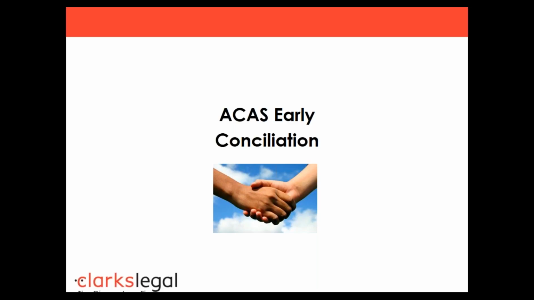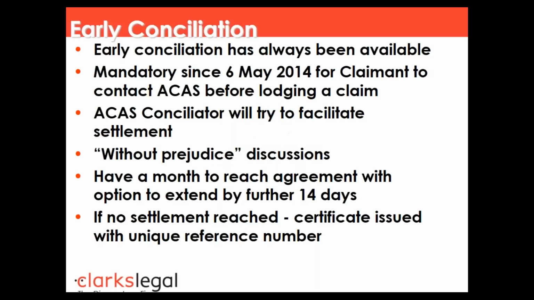So, let's take a look at the ACAS early conciliation process, as this is the first formal step of the tribunal process. For anyone who is unfamiliar with ACAS, the term is short for the Advisory, Conciliation and Arbitration Service, which is an independent and impartial public body. It is of course open for the claimant and the respondent to liaise at any stage of the tribunal process to try to settle the claim.